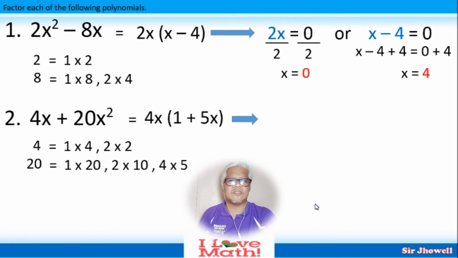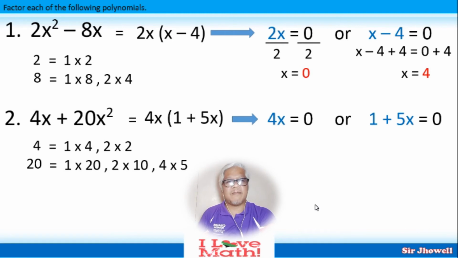So, using those factors, meron kang 4x equals 0 and 1 plus 5x equals 0. Unahin natin yung 4x equals 0. Ano ang kalapit ng x? 4.